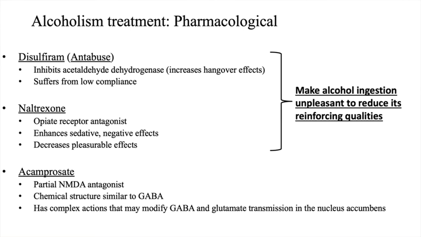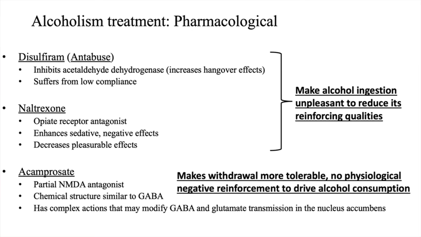A third option is acamprosate. This is a little bit different. It's a partial NMDA antagonist. Its chemical structure is similar to GABA. Its main goal is basically removing withdrawal symptoms. So it makes withdrawal symptoms more tolerable, so you don't have that physiological negative reinforcement to drive alcohol consumption. Alcohol withdrawal is very intense and very aversive. So reducing that aversive experience may help people move through that first section of being off alcohol and make it more manageable.